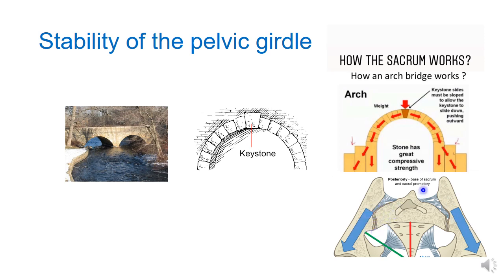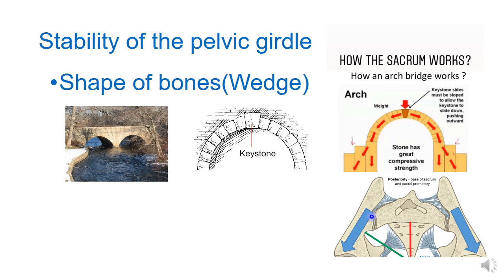To prevent the sacrum from falling apart from this position, we have the wedge shape of the sacrum, so the posterior part of the sacrum is wider than the anterior part to prevent the sacrum from falling, and we have these suspensory ligaments, mainly the posterior ligaments, which support the sacrum, holding the sacrum to the iliac crest posteriorly and to the spine.